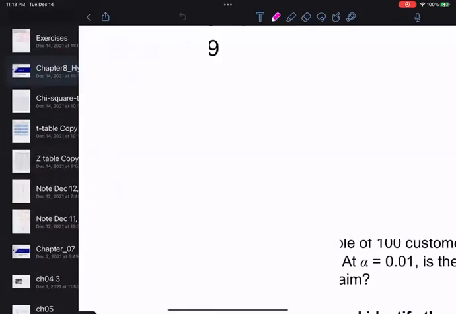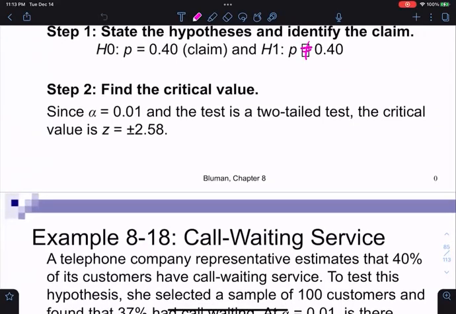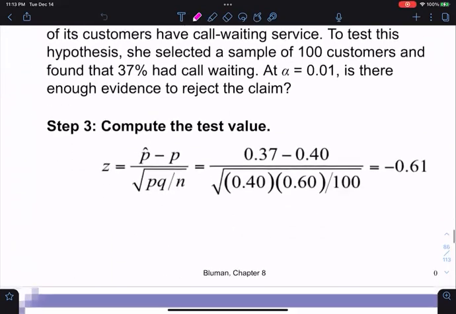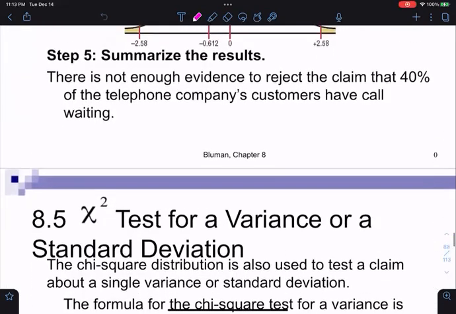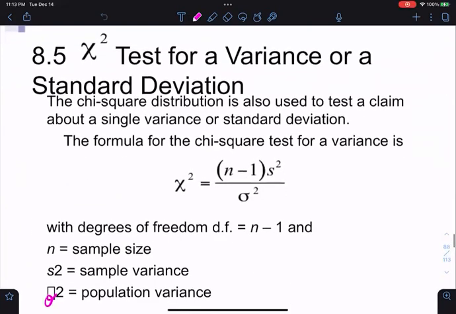Okay, so let's continue. We finished with that, and now we have to do the chi-square for variance and for standard deviation. The chi-square distribution is also used to test a claim about a single variance or a single standard deviation. Just for your knowledge, if you have two, then you will have to use an F test, Fisher's test. And if you have more, you will have to do an ANOVA test. That's a different story. We're not going to do that, so just focus on this.